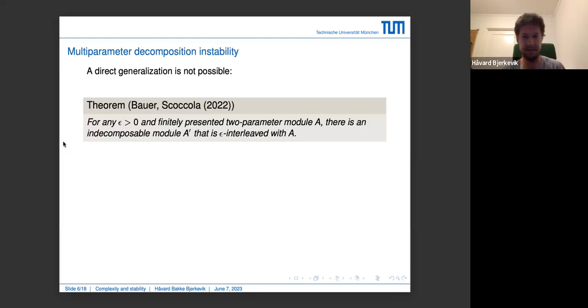And we could just stop the story here. Everything is nice in one parameter, we have stability, and then in multiparameter, we don't have stability, as this theorem says.